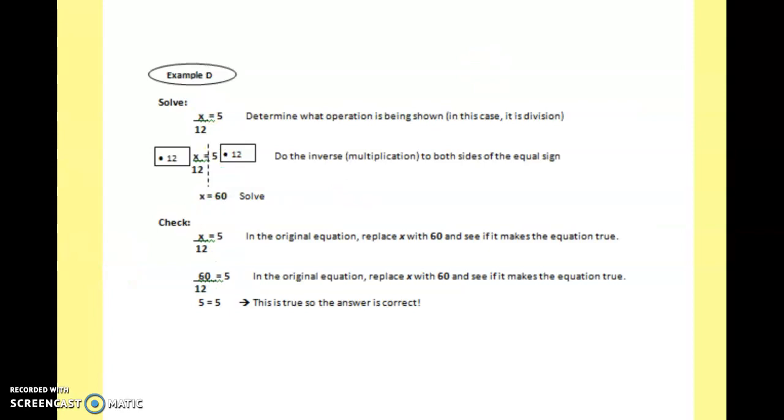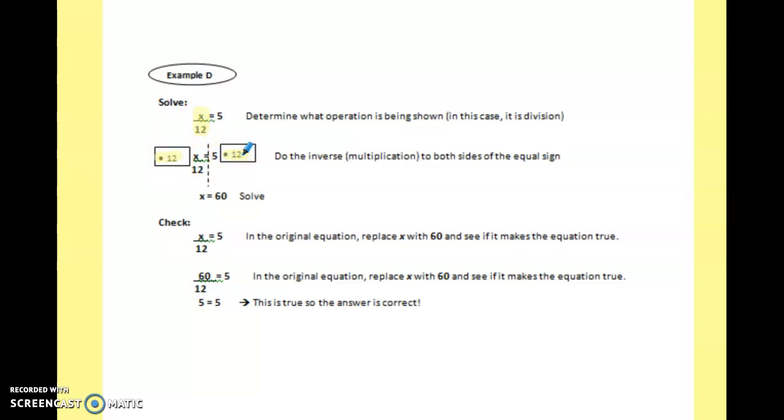All right, so last example here, example D. I mentioned we were going through all the operations. We looked at addition, we looked at a subtraction problem, we looked at multiplying. If I look at this example, here's the side with my variable, and that fractional bar means division. So this would be the operation of division. To undo it, I'm going to multiply, so I have times 12 on both sides.